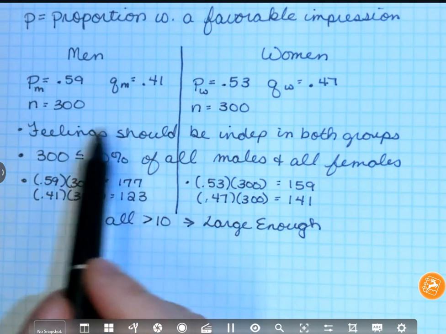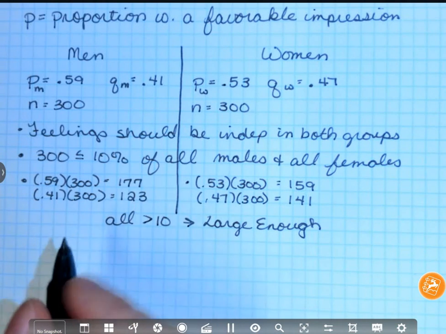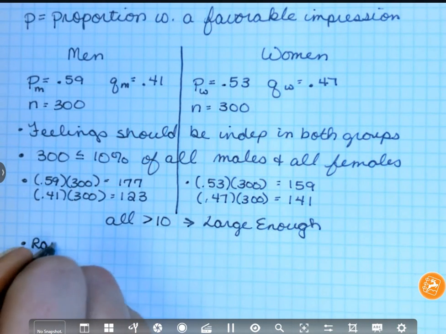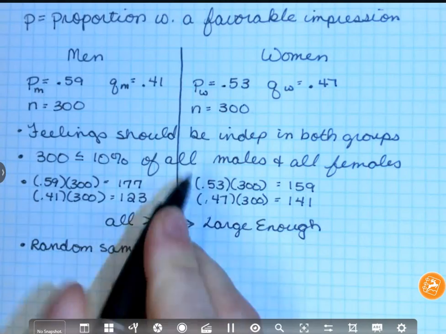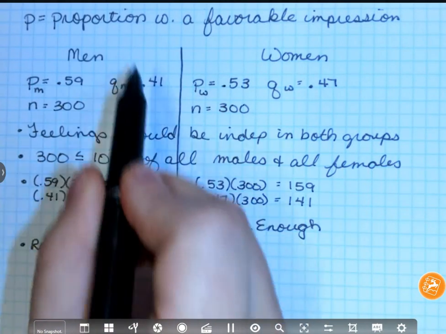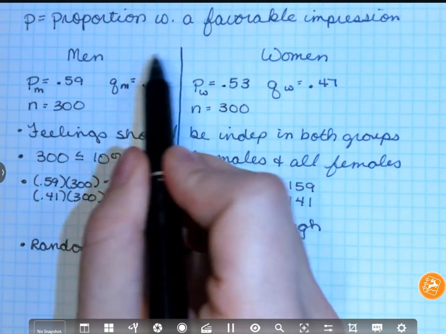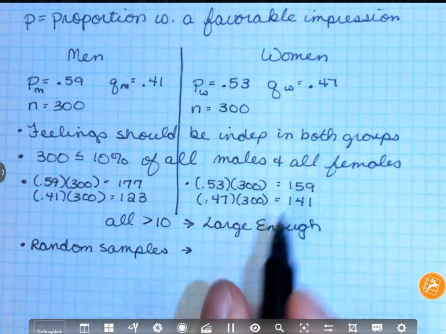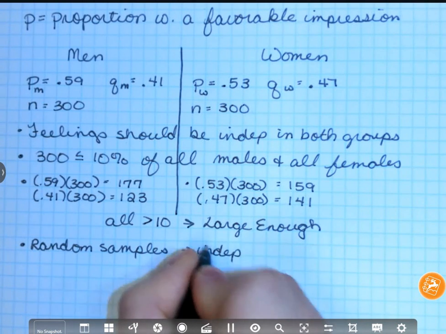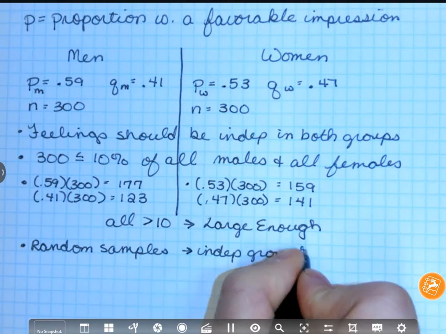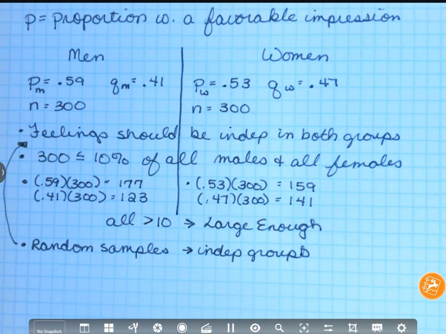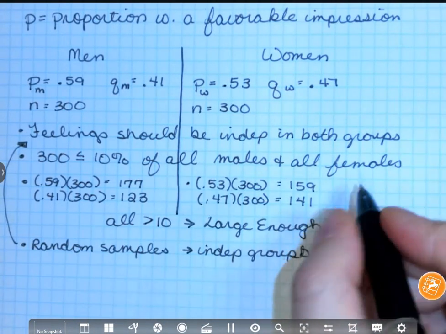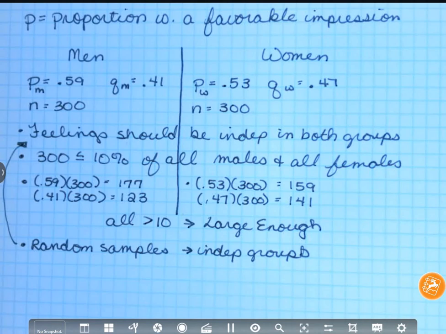Random. Well, we've got feelings should be independent. We are told random sample. And because we have a random sample, what else should I have? What needs to be true? Independent groups. So the random sample gets me the fact that the feelings should be independent and that the groups themselves should be independent. The feelings should not affect each other.